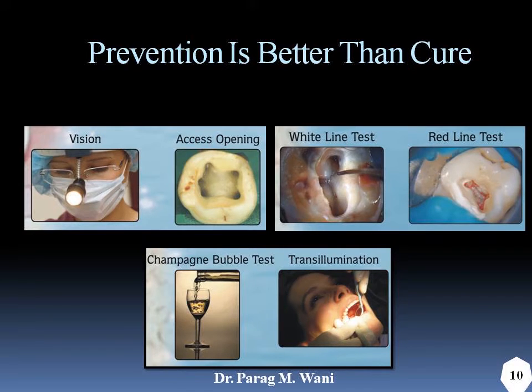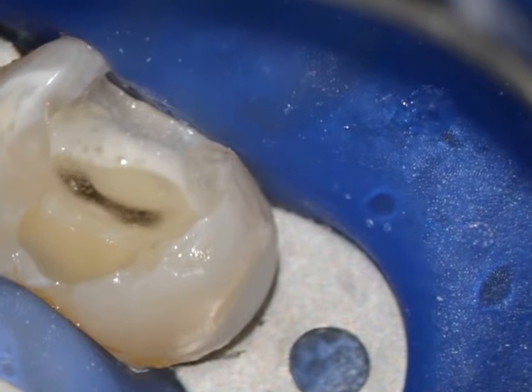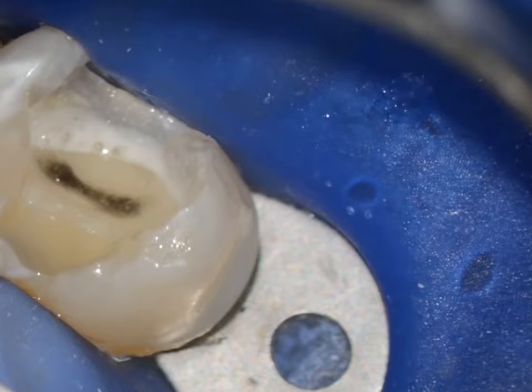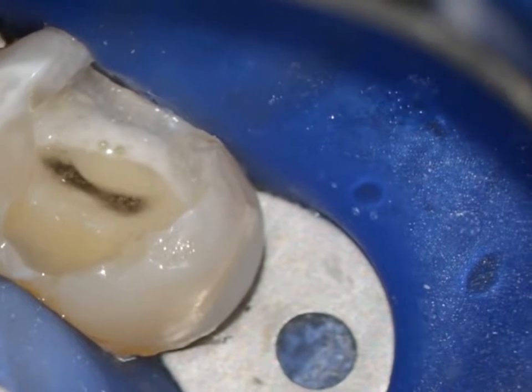In the video, you will be able to see the effervescence reaction of sodium hypochlorite. A warm, concentrated hypochlorite is placed inside the canal. Wherever we see the effervescent action or the bubbling effect, we can find a canal in that place. This is typically known as the champagne bubble test.